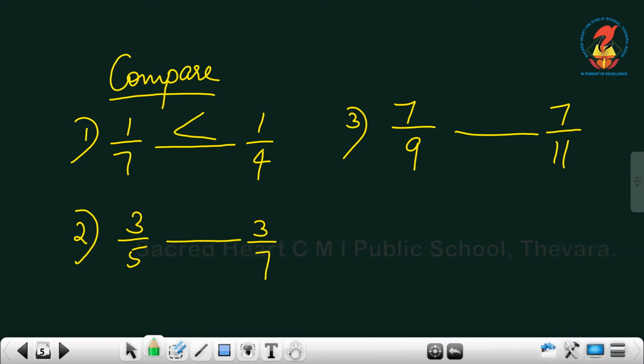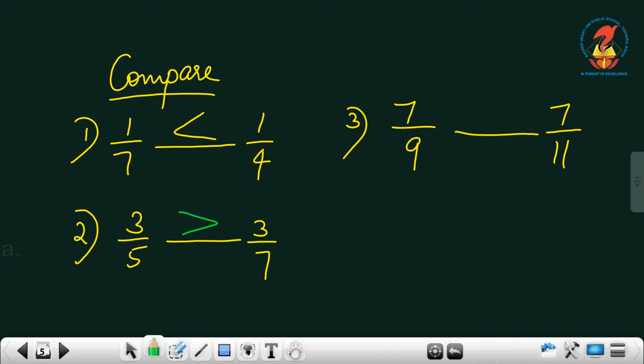Look at the next question: 3 by 5 and 3 by 7. The numerators are the same. So tell me, which one is the greatest fraction? 5 or 7, which one is smaller? 5 is smaller. So 3 by 5 is greater than 3 by 7. Now look at the third example: 7 by 9 and 7 by 11.